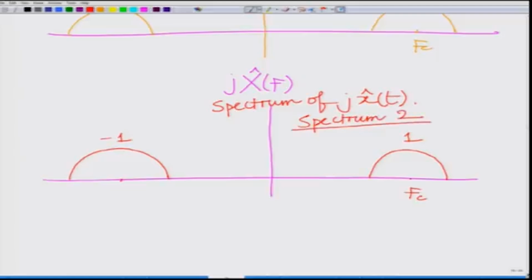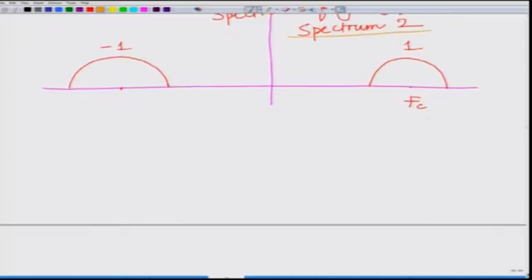This is spectrum 2, okay. So we have spectrum 1 and we have spectrum 2, all right. And now we have to find the spectrum of x(t) plus j x hat(t). Naturally, that will be the spectrum of x(t) plus the spectrum of j x hat(t).